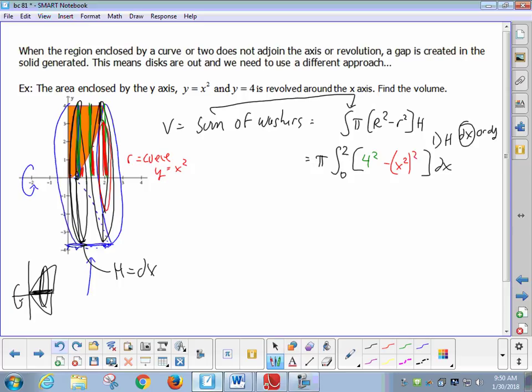Right? This is pretty easy to antidifferentiate. What's the antiderivative of 16? 16x. What's the antiderivative of x squared squared? 1/5 x to the 5th. Pi out front, 0 to 2. Pi times 32 minus x to the, what's 2 to the 5th? 32 fifths. Common denominator is 5. What's 32 times 5?